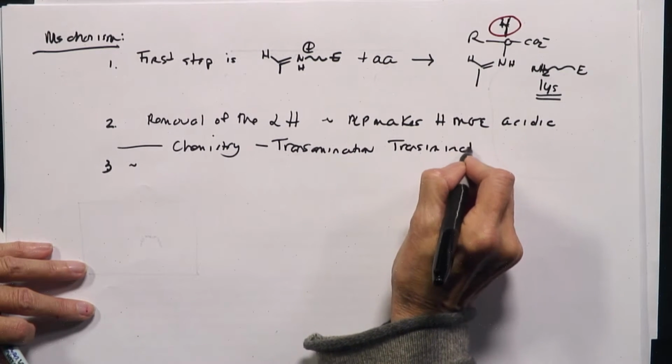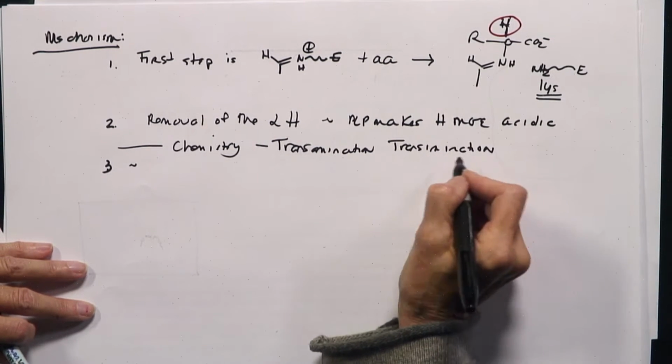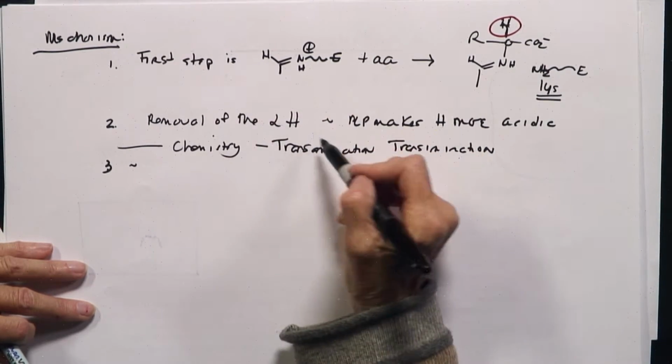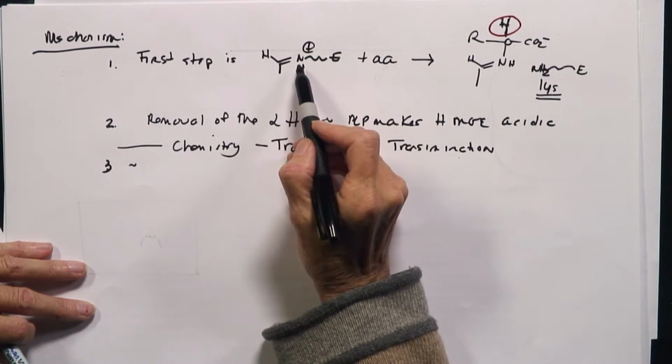Now I keep saying transamination and transimination. That's because most textbooks call it transamination because they think about pyridoxal as the aldehyde, but in reality pyridoxal is always in the imine, covalently bound, and so that's why it's a transimination rather than a transamination.